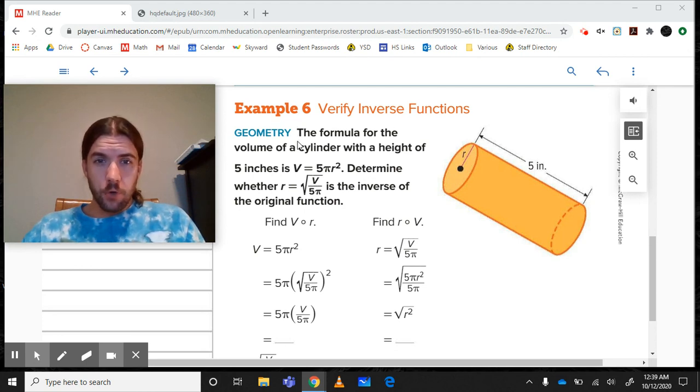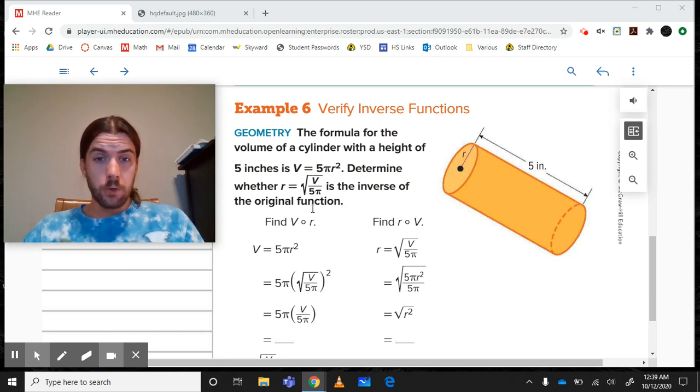The formula for the volume of a cylinder with a height of 5 inches is V equals 5 pi r squared. Pi r squared for the area of the circle, multiplied by 5. We're drawing that area down through a height of 5 inches to get our volume. Determine whether r equals the square root of v over 5 pi is the inverse of the original function.